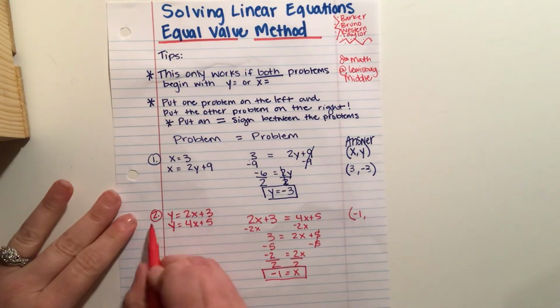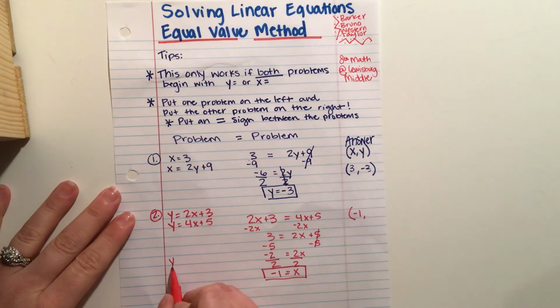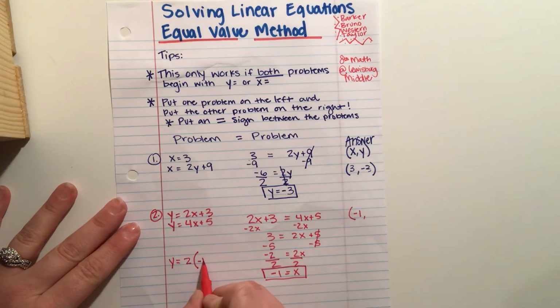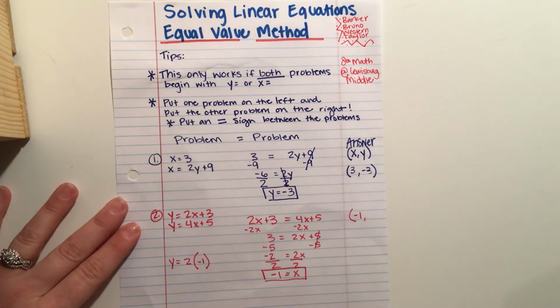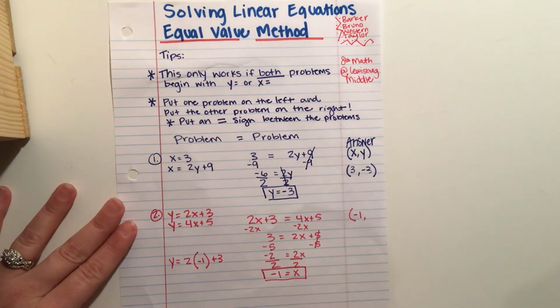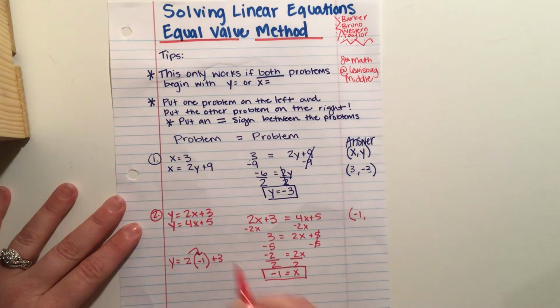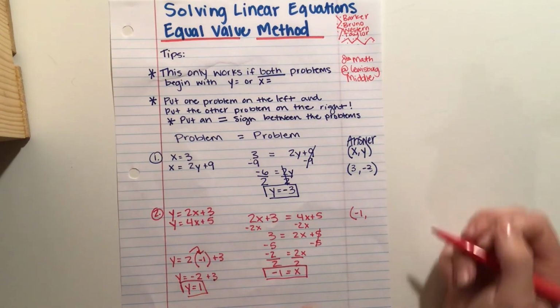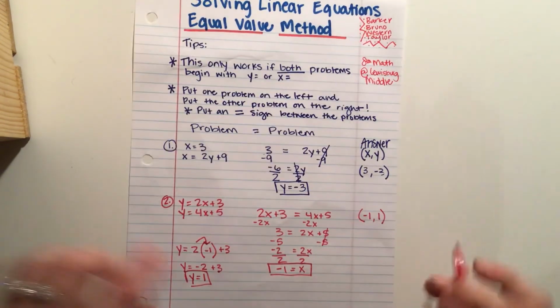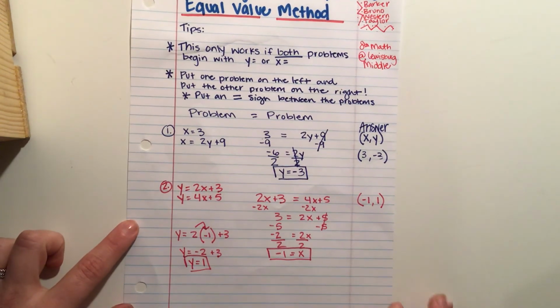So I'm going to just go ahead and pull the first problem. Y equals 2, open my parentheses, and I'm going to put negative 1 in there instead of writing x, because I know that x is negative 1. Now, let's just solve this. 2 times negative 1, so y equals negative 2, I distributed there, plus 3. What is negative 2 plus 3? 1. So y equals 1. I just found the other part of my solution. So the solution for this problem is negative 1, 1.